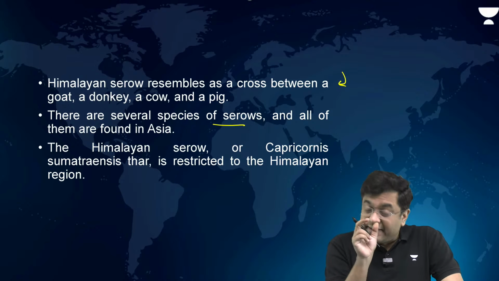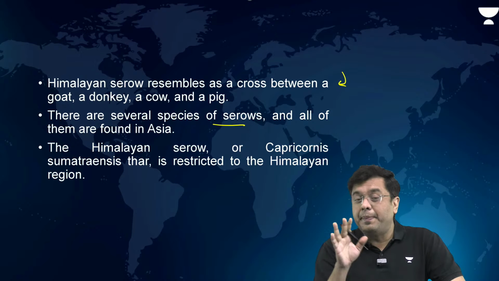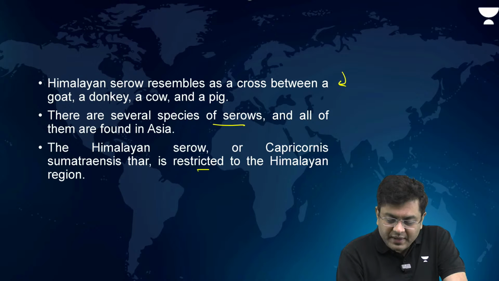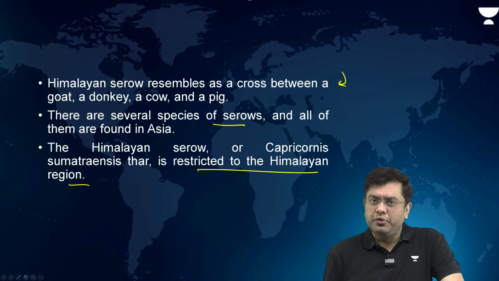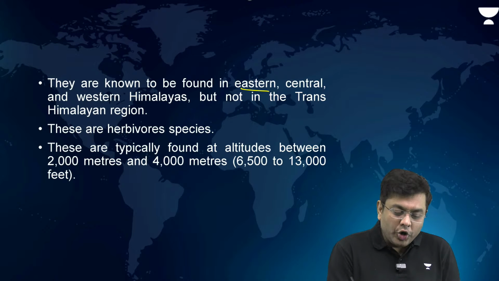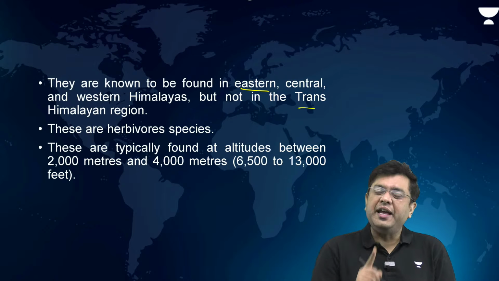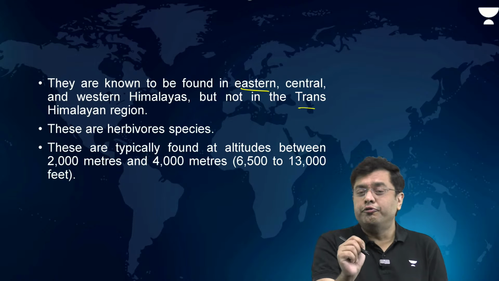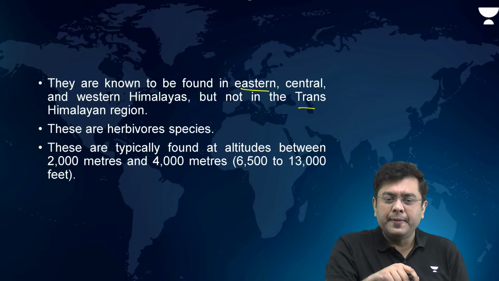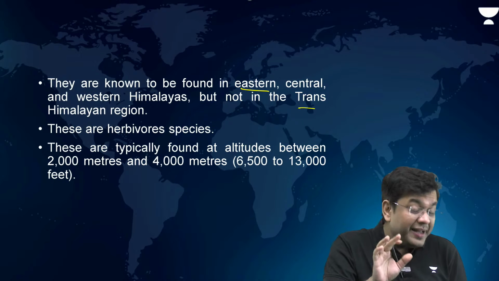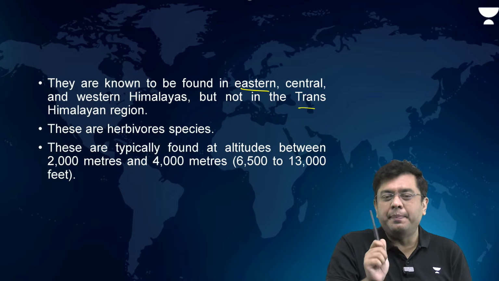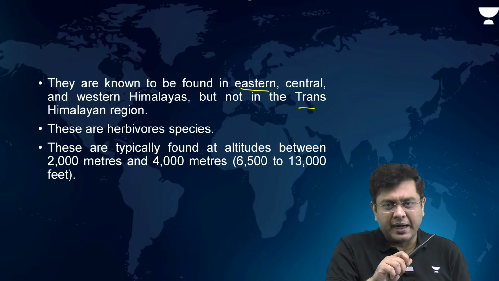So endemism is again something UPSC has been stressing upon for the past 2 to 3 years, that this species is endemic to which region. Himalayan serow is restricted to the Himalayan region. Okay, they are known to be found in eastern, central and western Himalayas, but not in the trans-Himalayan region. Yesterday we had taken a look at the Himalayan wolf. Can Himalayan wolf be found in the trans-Himalayan region? What do you think? Can Himalayan wolf or is Himalayan wolf found in trans-Himalayan region? Yes, they are. In the region of Tibet, in that area, you will find the Himalayan wolf.